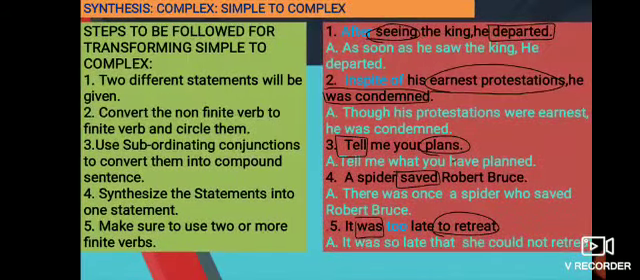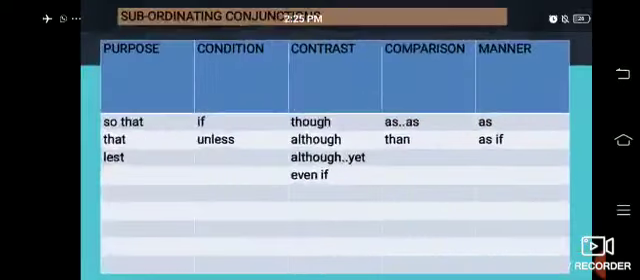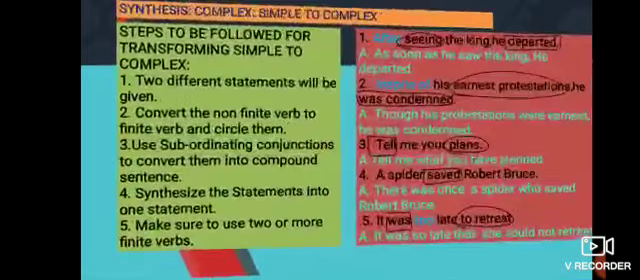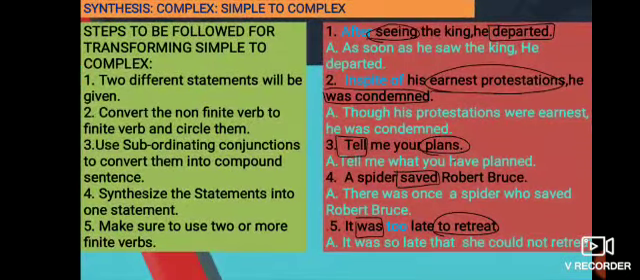In this first slide, we'll see synthesis of complex, that is how you have to change simple sentences to complex sentences. Because the sentence is a simple sentence, it will only have one finite verb. Put a box on the finite verb and a circle on the non-finite verb, so that you can change the non-finite to finite. After you get two finite verbs, you join them with the subordinating conjunction and your complex sentence is ready.